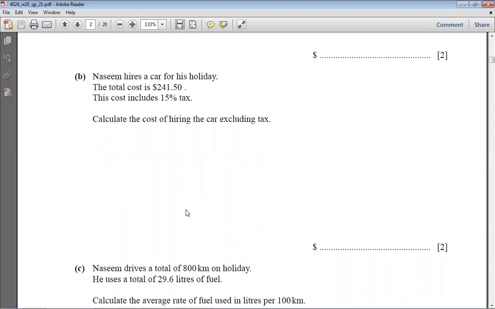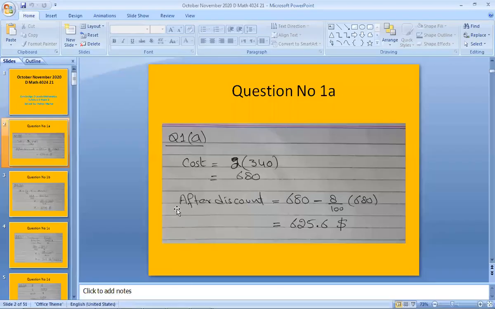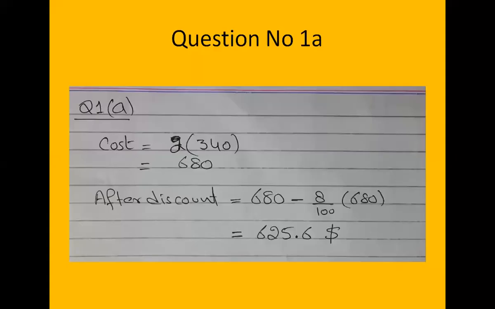We will suppose that the cost of hiring a car without the tax will be X. So X plus 15% of X is equal to 241.50. So X plus 15 divided by 100 times X equals $241.50. From there, I will try to find the value of X, and that will be the cost of hiring the car excluding the tax. Without tax means excluding the tax. So that's question number 1, part B. Let's go to my work.